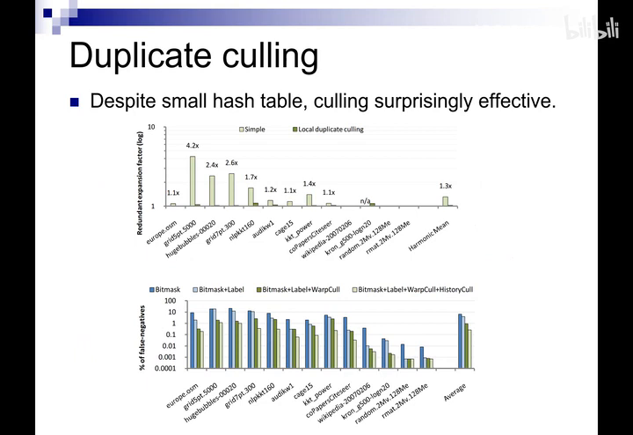Okay, and it turns out that even though the hash tables are quite small, right? So for the warp culling, you only have 128 entries, and for the history culling, you have the L1 cache, which is quite small, right? So that can store maybe a few thousand elements. But it turns out that despite the small sizes of these hash tables, this is still quite effective.